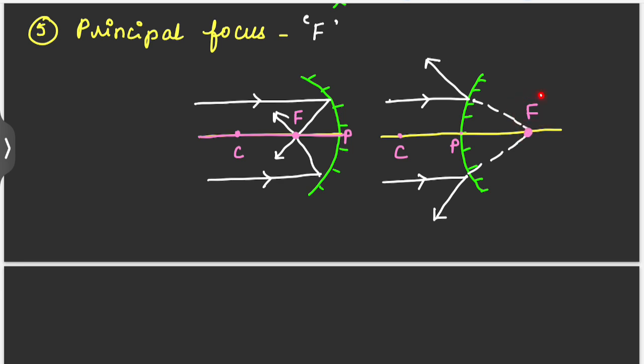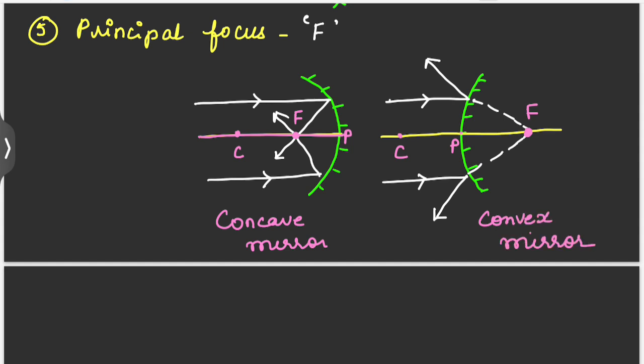Where the principal focus is formed, it is formed on the other side of the reflecting surface. This is the reflecting surface. So it is not formed in front of the reflecting surface. Instead, it is formed on the back side of the reflecting surface. So this is the difference between the concave mirror and the convex mirror. So this is the concave mirror, and this is the convex mirror.